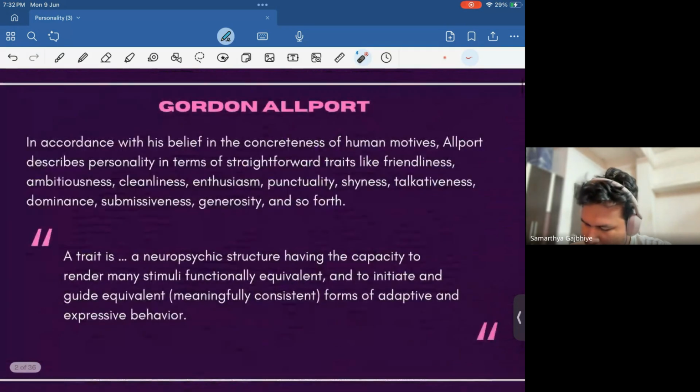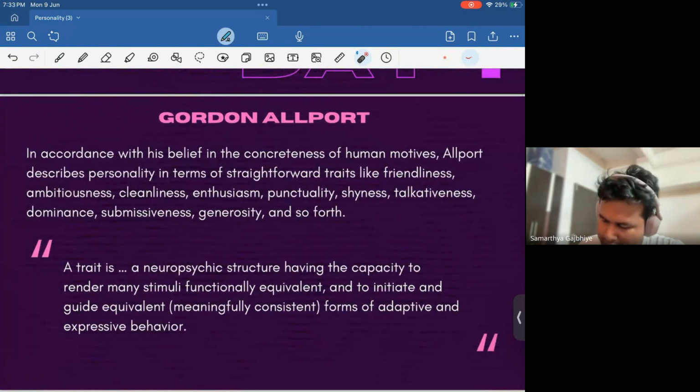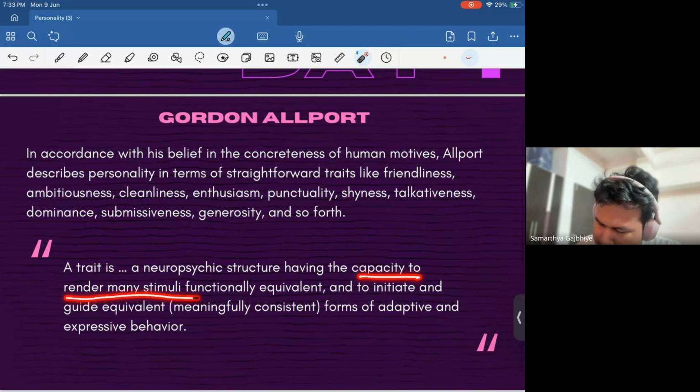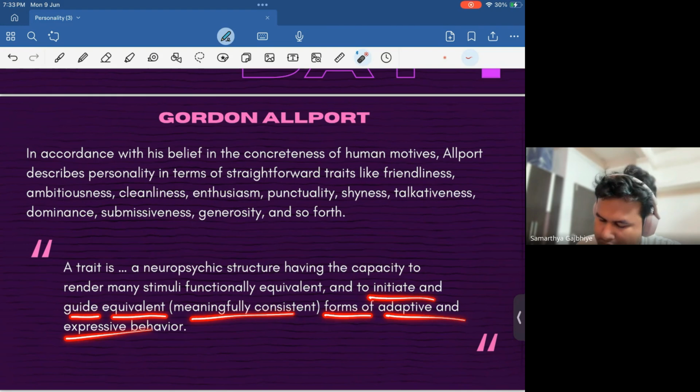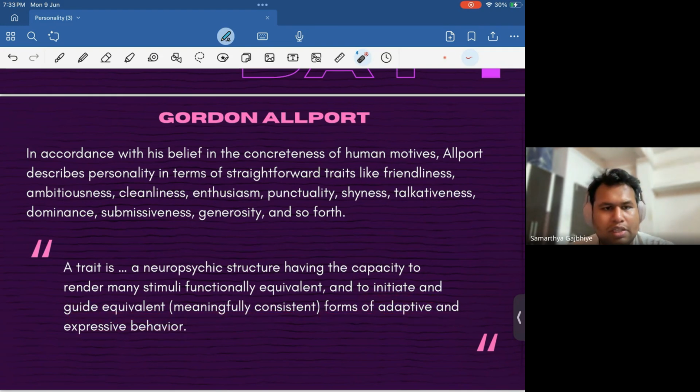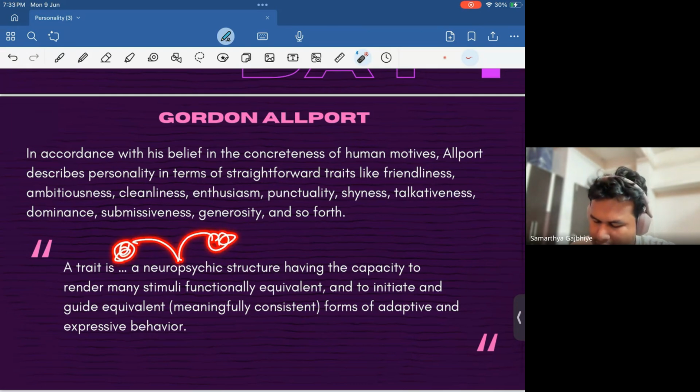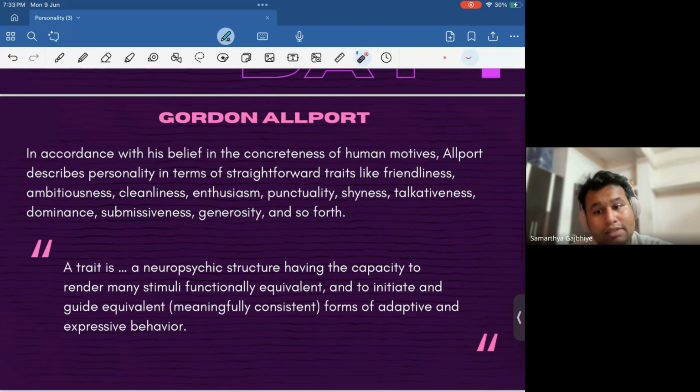What is a trait according to Allport? A trait is a neuropsychic structure having the capacity to render many stimuli functionally equivalent and to initiate and guide equivalent, meaningfully consistent forms of adaptive and expressive behavior. Complex, of course, complex language. It's very simple. Neuropsychic structure means it has neural origins as well as psychological origins. So it's ingrained in our biology as well as our psychology, as well as our psyche. What does it do? It renders stimuli functionally equivalent.